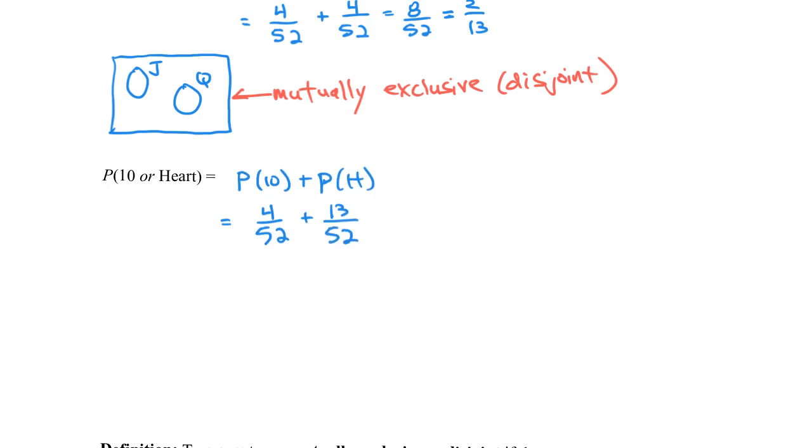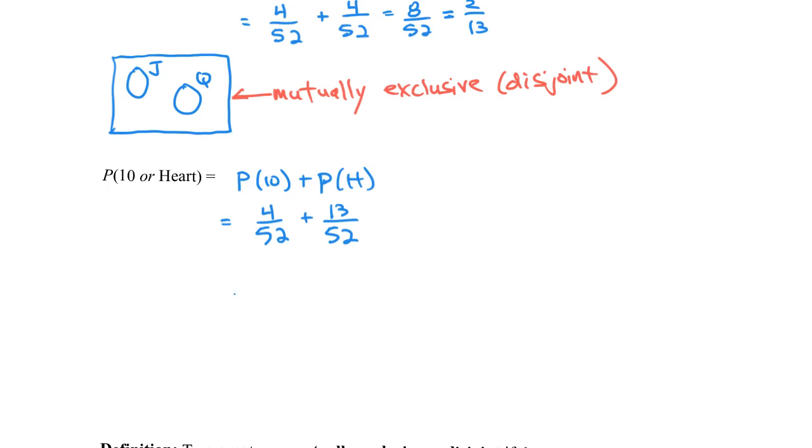But if we just add these, we're going to make a mistake, because isn't it true that one of these cards is a 10 of hearts, right? One of these 10s is a 10 of hearts. And then over here, one of these hearts is also a 10 of hearts. So we're counting the 10 of hearts twice.